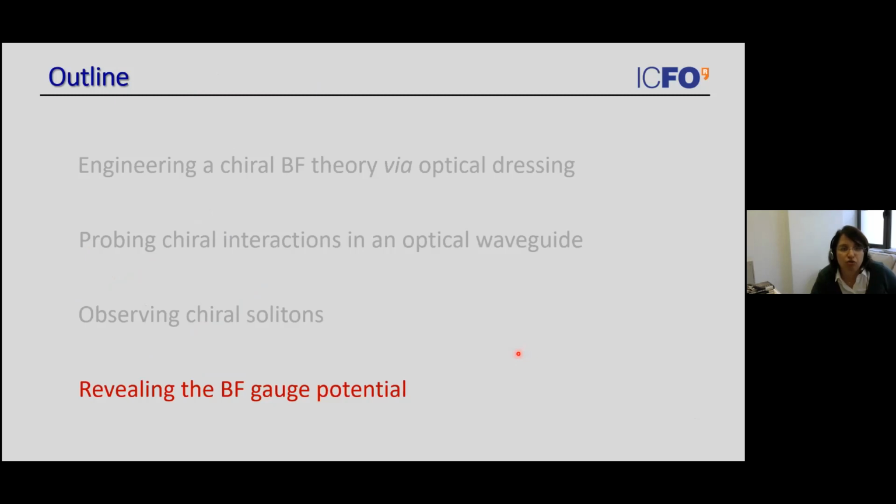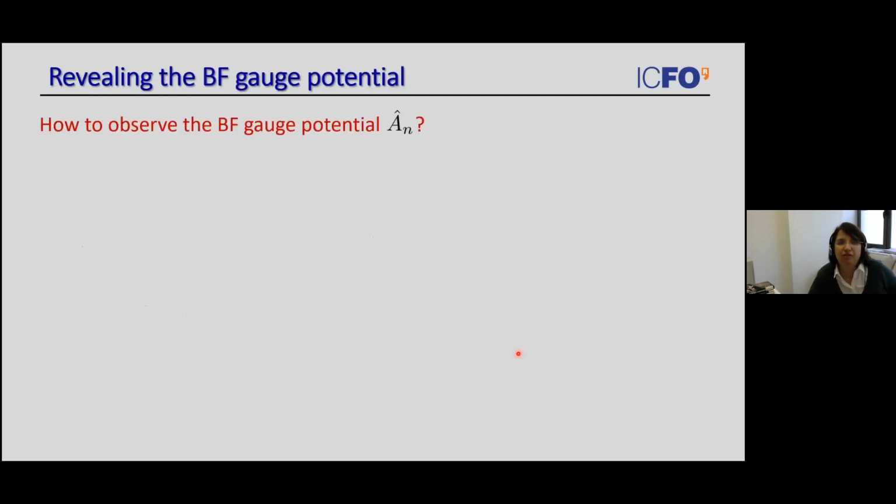where I want to show you how we can not only observe these chiral solitons, which are one of the manifestations of this BF theory, but also reveal this BF gauge potential. Because all the story was about making a density-dependent vector potential that then is the key ingredient for a gauge theory. But for the moment, I only showed you what happens with matter. So how can we observe this BF gauge potential A of n?